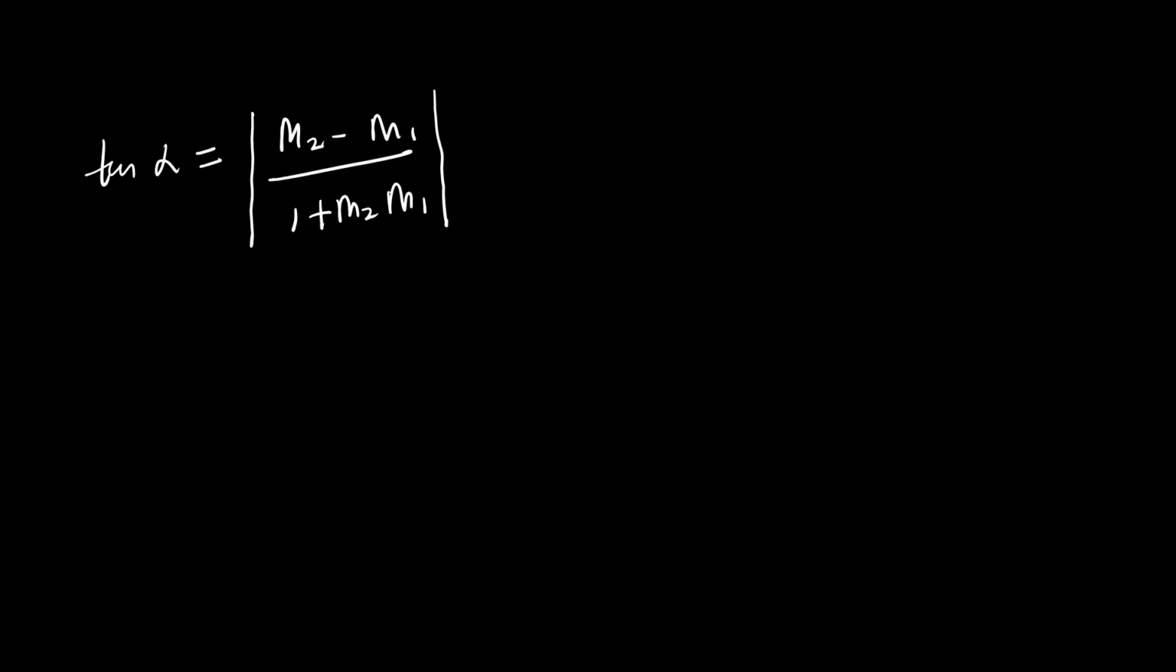One thing we have to note here is that we are taking the absolute value. So if you have tan alpha, it's going to be the absolute value of m2 minus m1 over 1 plus m2 m1. Please note that we are taking the absolute value of m2 minus m1 over 1 plus m2 m1, so there won't be negative cases.